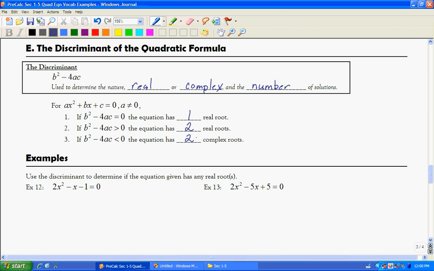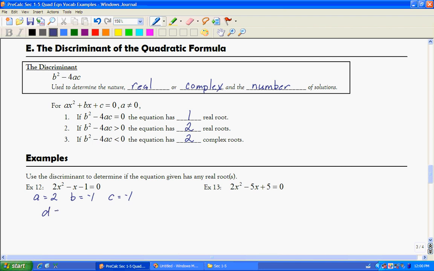So a couple examples: use the discriminant to tell how many real roots, or complex roots, we're going to have. Again, make sure you have everything in standard form so you know what A, B, and C are. And again, I like to list it out. So I have A is equal to 2, B is equal to -1, and C is also equal to -1.